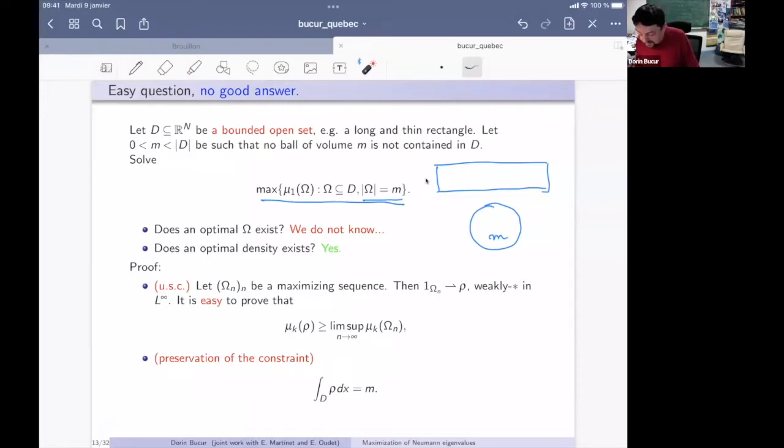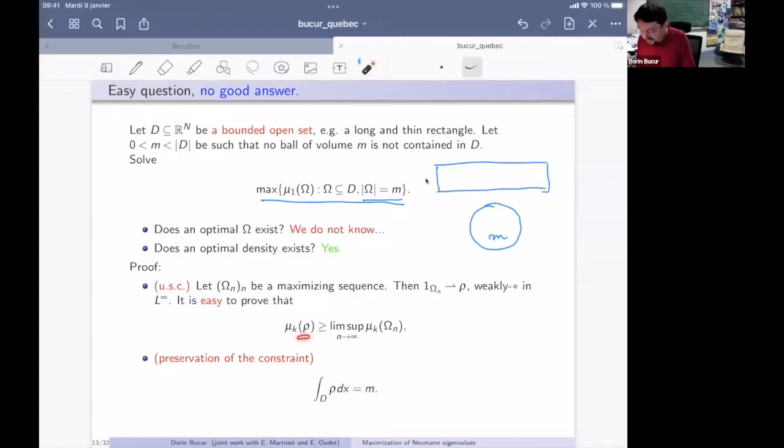How does this work? The first observation is about convergence. Let's say I'm taking a maximizing sequence of domains inside the rectangle, omega n, and by compactness arguments, I can extract a subsequence such that the characteristic functions converge weakly star in L infinity to a density rho. That's the limit in weak star L infinity of the sequence of characteristic functions. What is really very easy to prove is that mu k of rho is upper semi-continuous: it is greater than or equal to the lim sup of mu k of omega n. In general, continuity of the spectrum is impossible to get without a priori assumptions. Upper semi-continuity is quite easy.